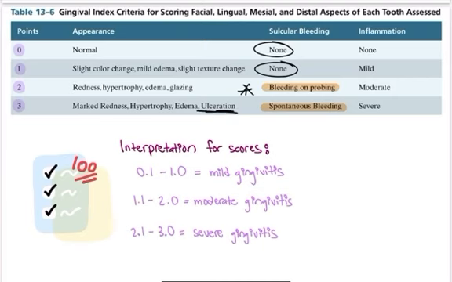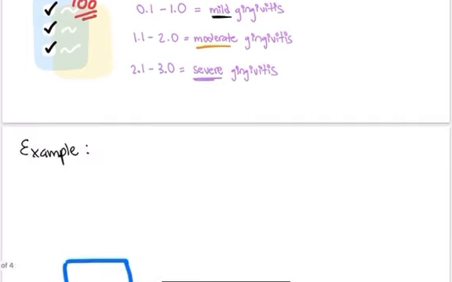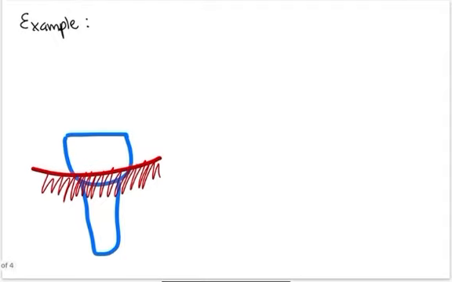So how do you interpret these scores after adding them all up? 0.1 to 1.0 would be equivalent to mild gingivitis. A score of 1.1 to 2.0 would be equivalent to moderate gingivitis, and a score of 2.1 to 3.0 would be severe gingivitis. So let's take a look at an example.